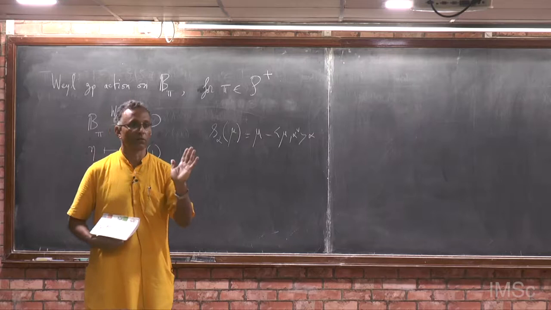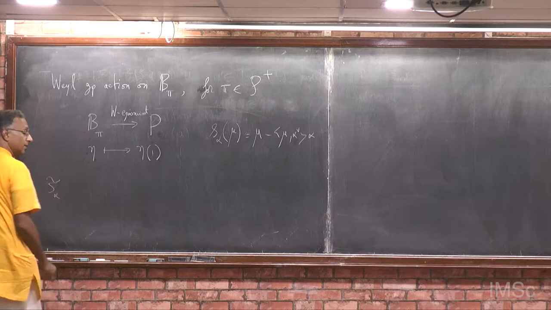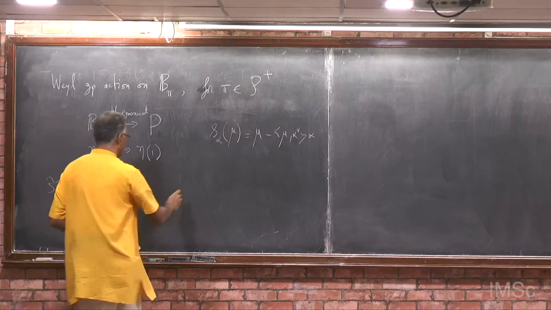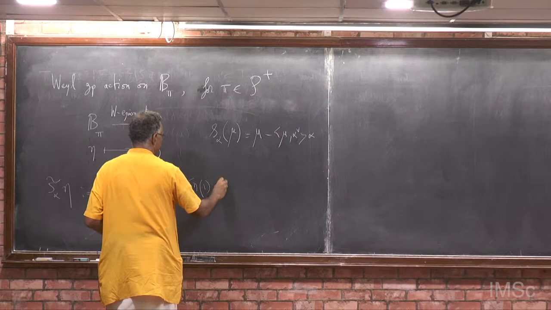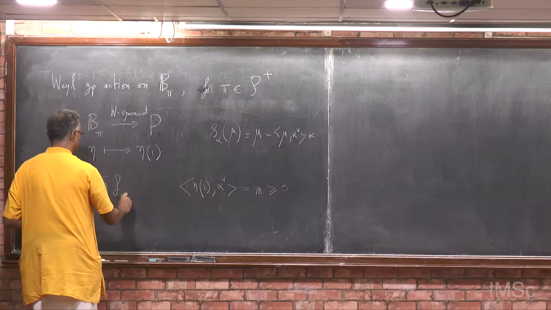Okay. So writing that thing out comes out to the following. Let's call this S alpha tilde. That's what he calls it in the paper. S alpha tilde eta, this is the definition. I just look at the endpoint, eta 1 alpha check. If it is positive, say m, then I just take f alpha and apply it m times.